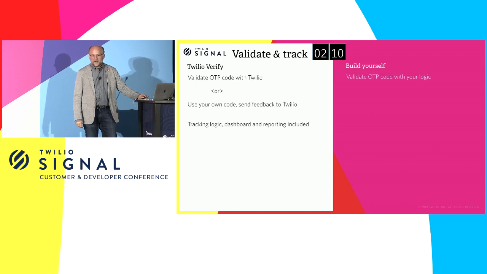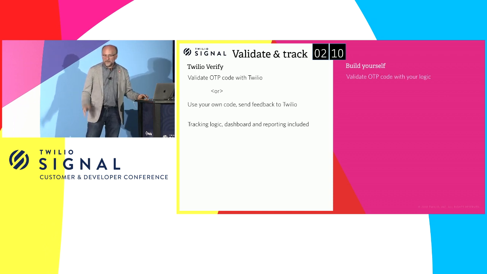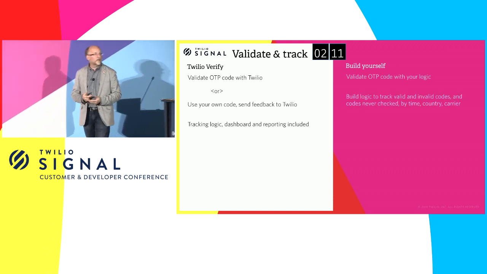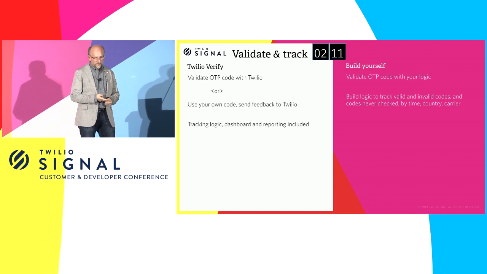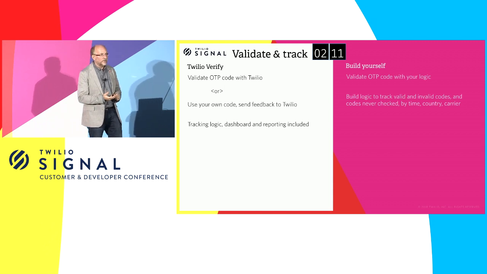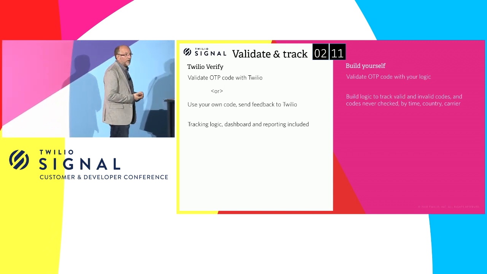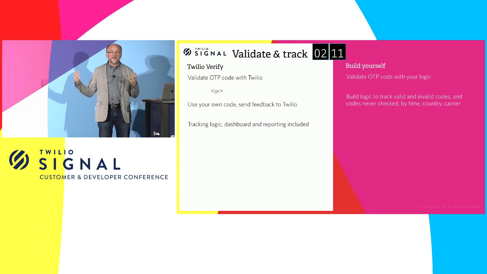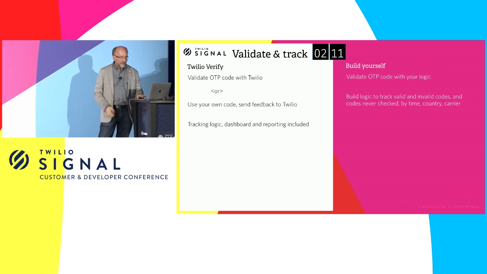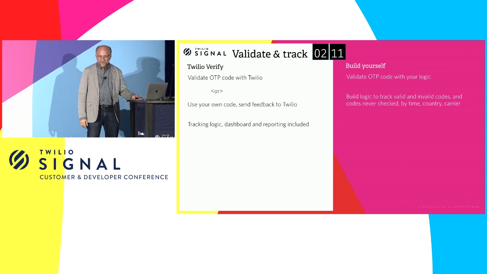Building yourself, you're going to have to validate the OTP code with your logic, another project for yourself. You're going to need to build the logic to track the valid codes, the invalid codes, the codes that were never checked by time, by country, by carrier. And you'll see why in a moment, because you are going to need to be able to identify where and when certain routes or certain countries are having problems. That's not something that anybody has any control over. It just happens, and it happens all the time, especially on a global scale.